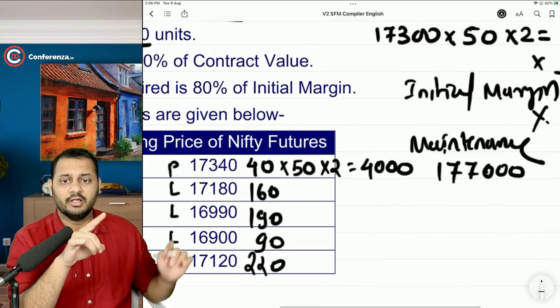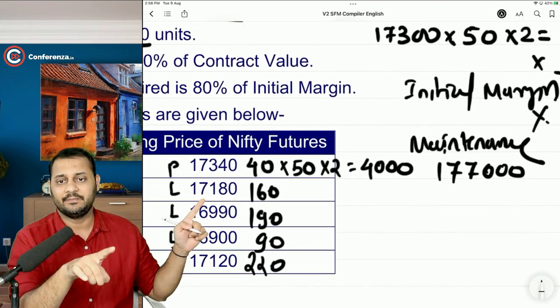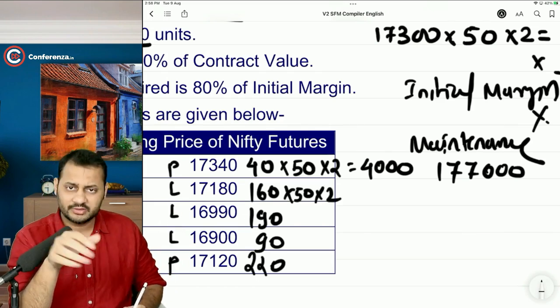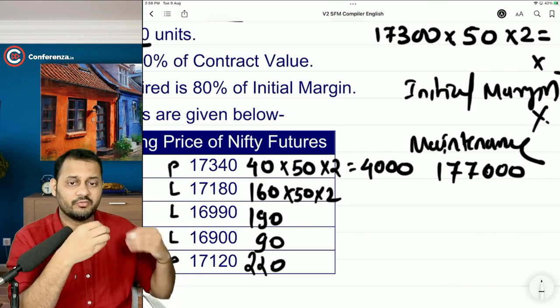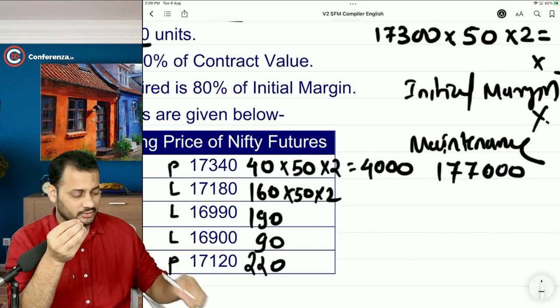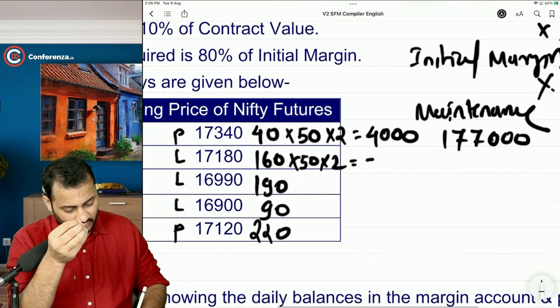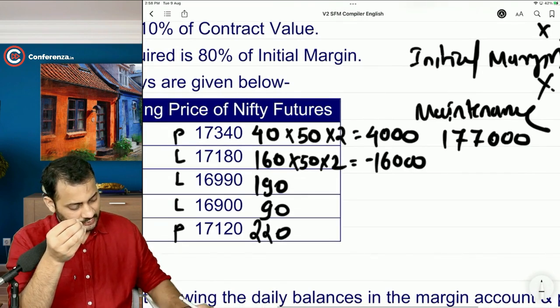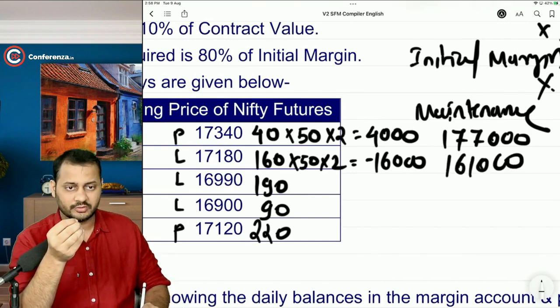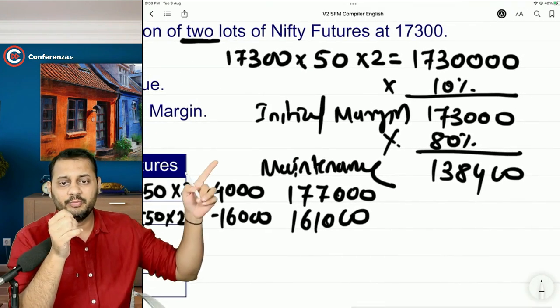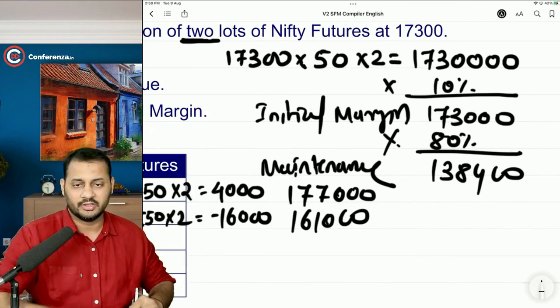Now let's move ahead. Loss of 160 into 50 into 2. You can just multiply it by 100 directly, but for the sake of better presentation, I am just keeping it like this. So 16,000 rupees will be adjusted. 1,77,000 minus 16,000 comes to 1,61,000. You will not get a margin call unless you go below this maintenance margin level of 138,400.